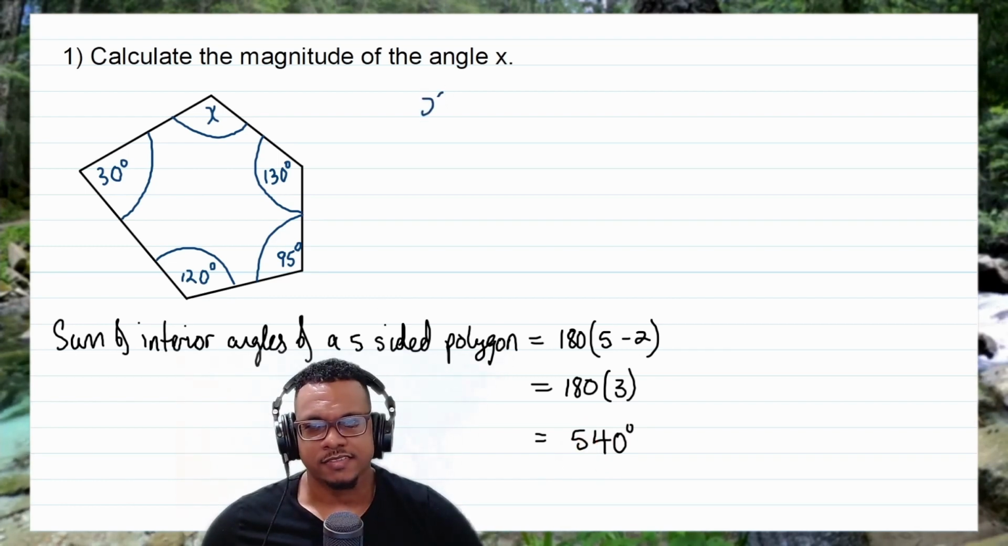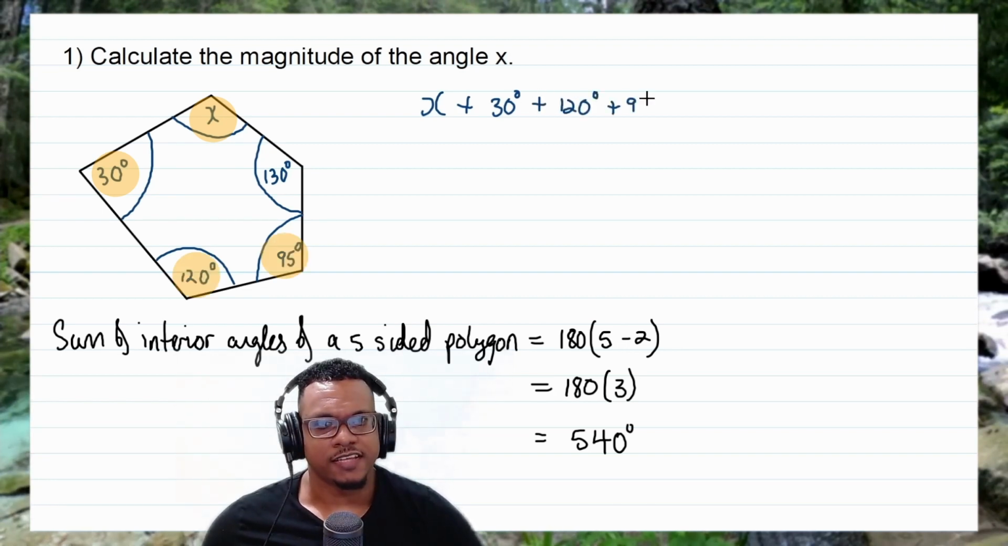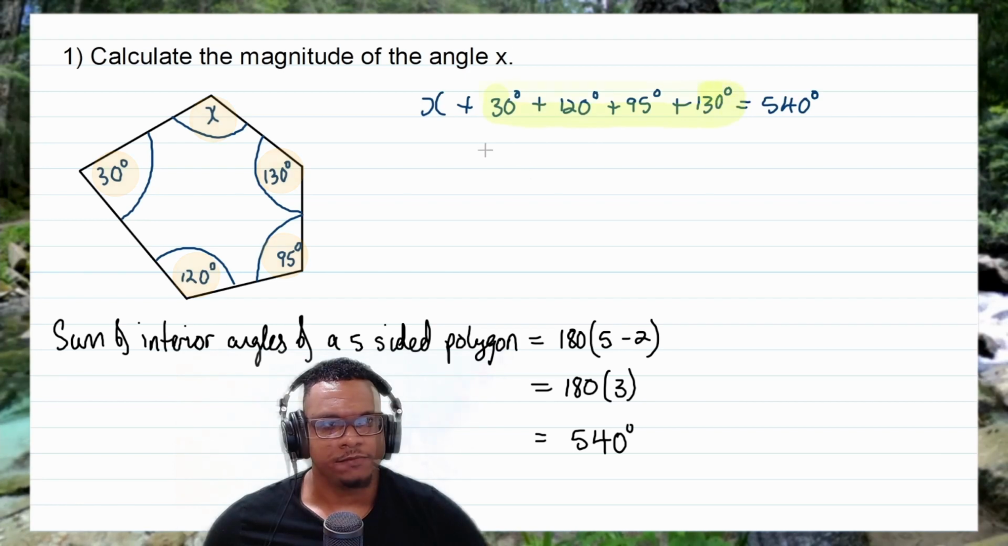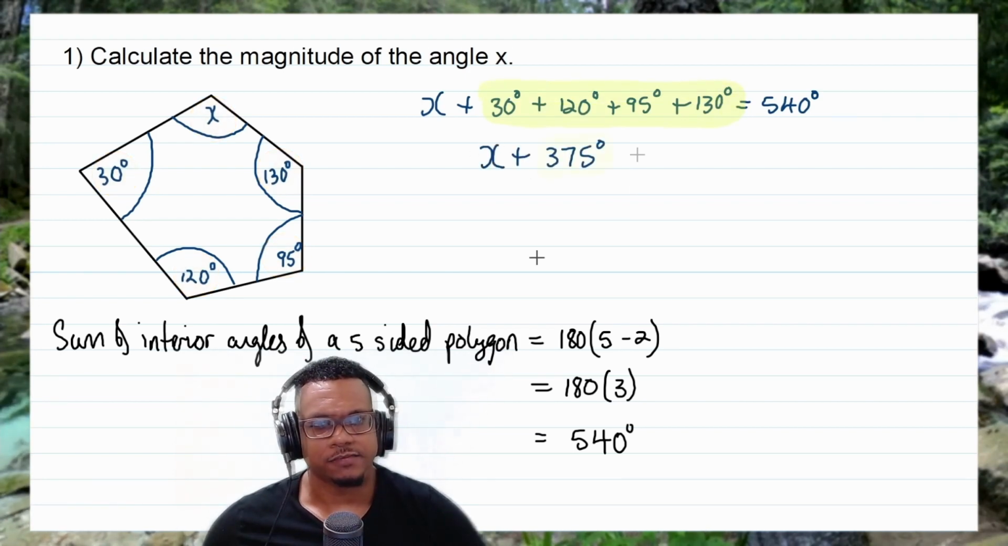So now I know that all 5 interior angles would add up to 540 degrees. So that means x plus 30 degrees plus 120 degrees plus 95 degrees plus 130 degrees is equal to 540 degrees. So now I'll add up these angles here and I'll get x plus 375 degrees is equal to 540 degrees.